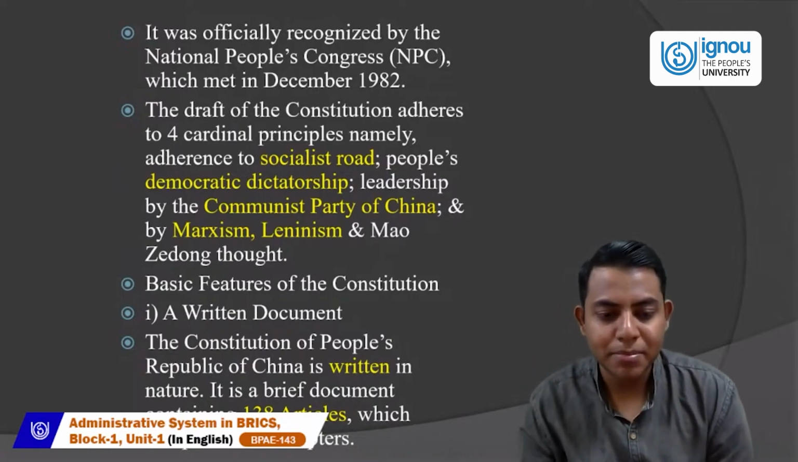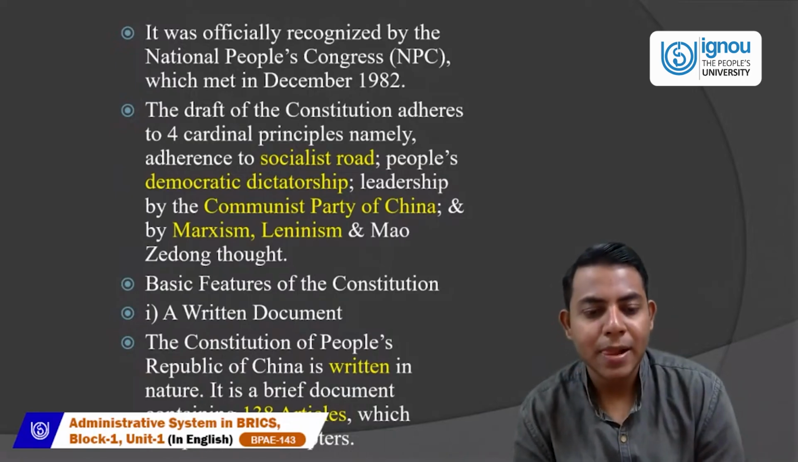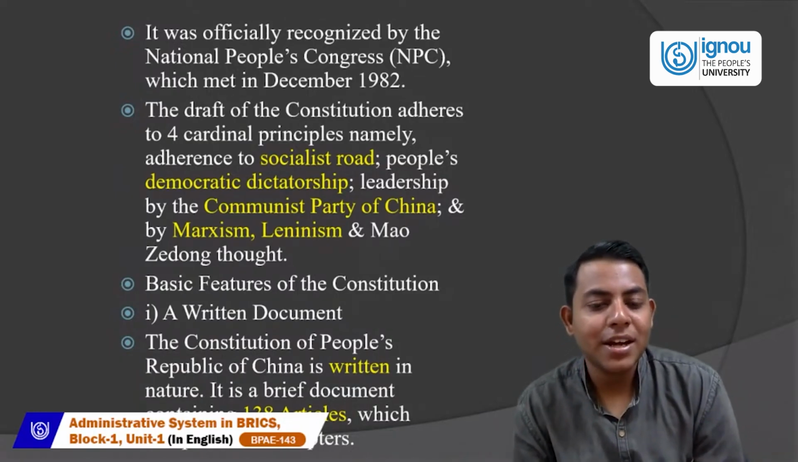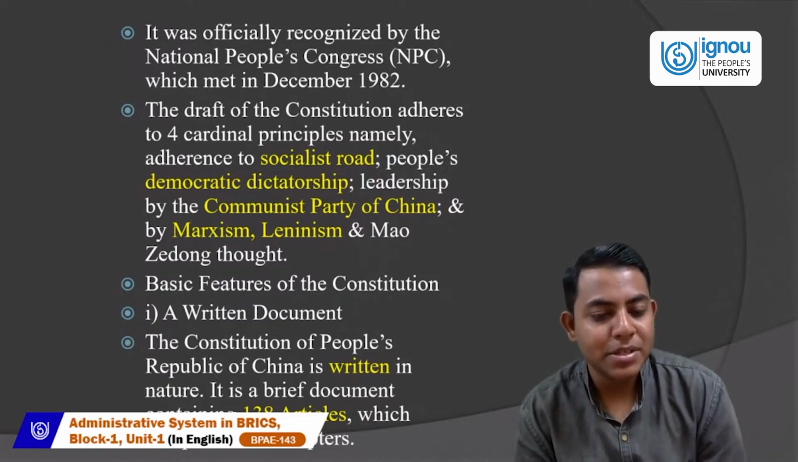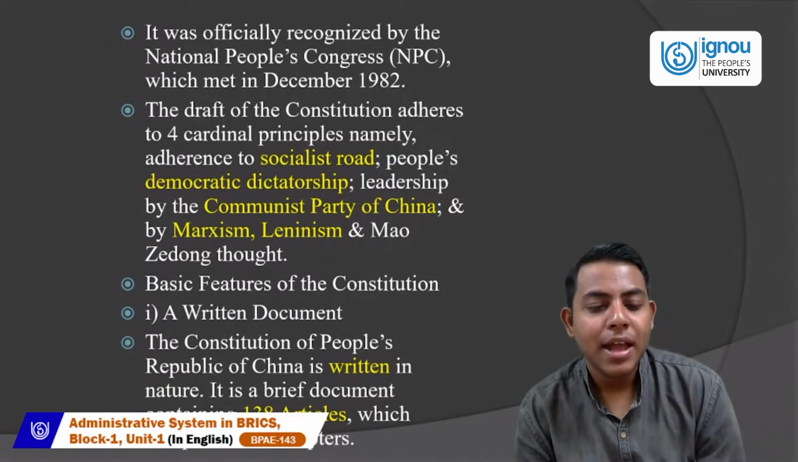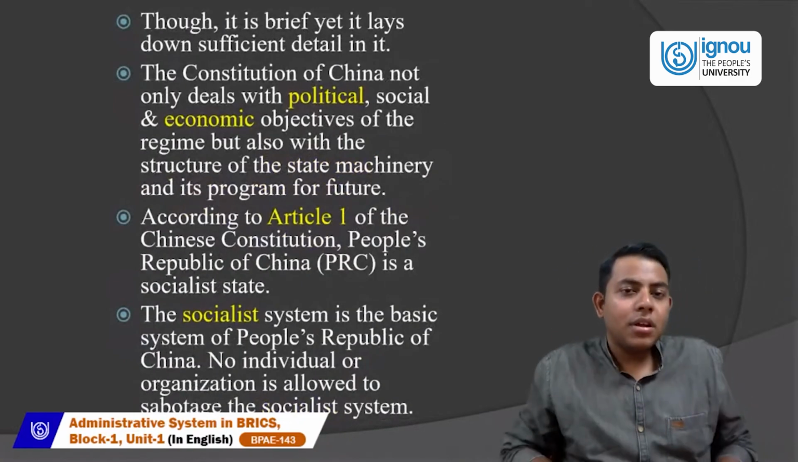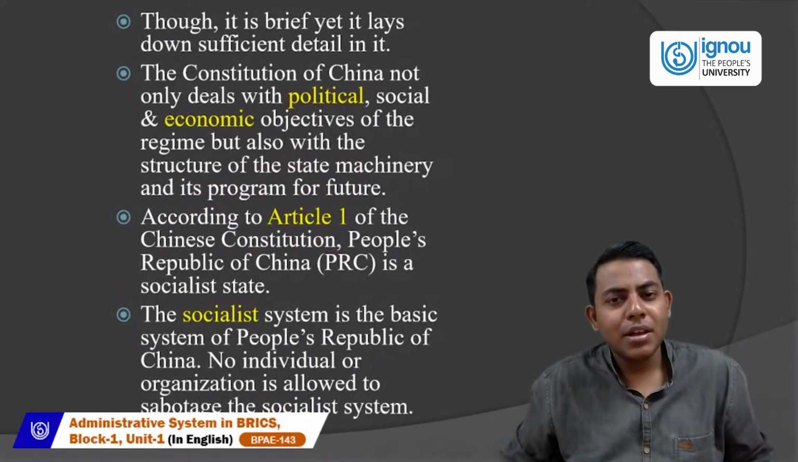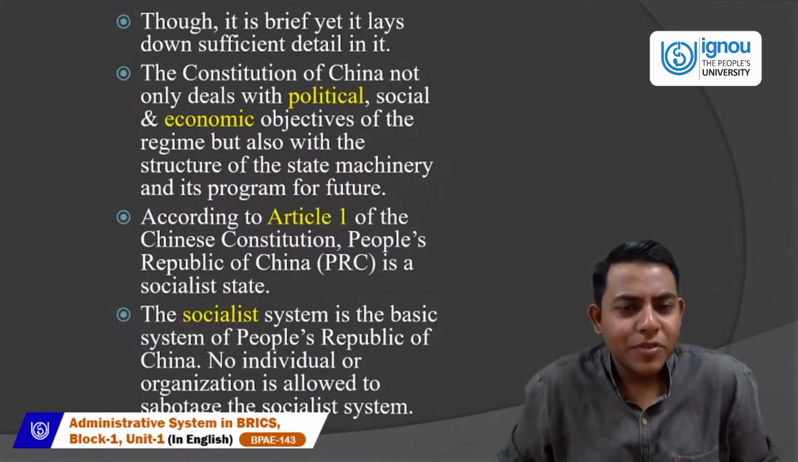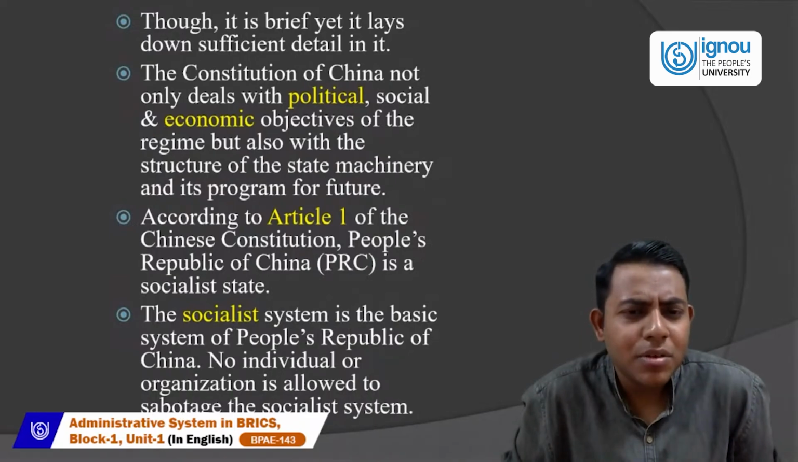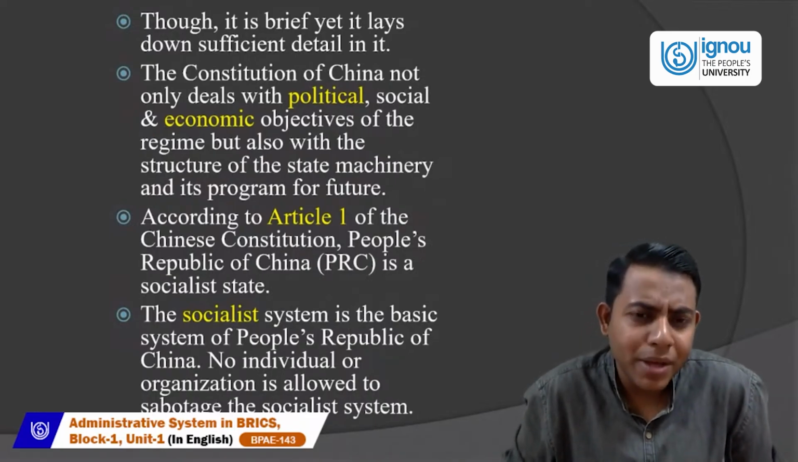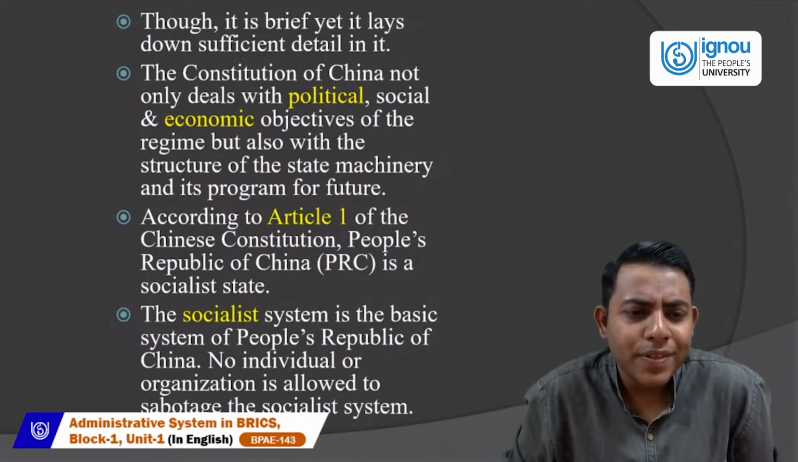Now let us discuss some of the basic features of the Constitution of China. The Constitution of the People's Republic of China is written in nature, and it is a brief document which consists of 138 articles and only 4 chapters. Although the Constitution of China is brief, yet it lays down sufficient detail. The Chinese Constitution not only deals with the political, social, and economic objectives of the regime, but also with the structure of the state machinery, and its program for the future as well.